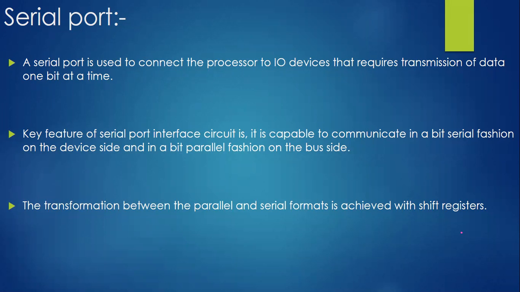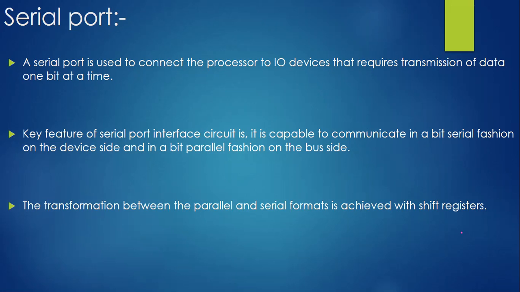Now if your device is working in a serial fashion, then obviously your processor must start communicating in a serial fashion itself. But observe it very carefully: your processor or your system is working in a parallel fashion, but your devices are using a serial fashion. There is a communication gap, right? We need to have some converter over there. We'll see what kind of converter we are having.